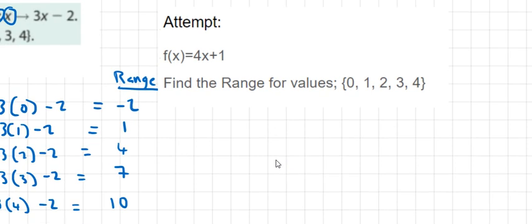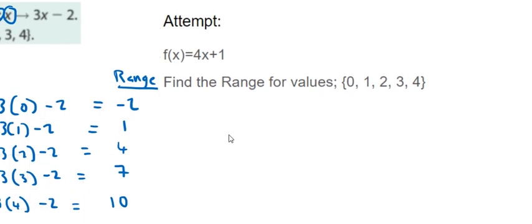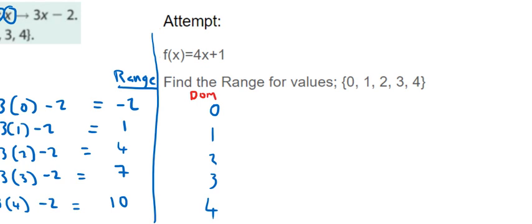Right, so here's another question then. It says find the range for the values 0, 1, 2, 3, 4 again. The function is different this time. This time the function is 4x plus 1. So what you're doing each time is putting each of these values in instead of the x, so you're going to get a different output. If I just write down the domain here anyway, the domain is 0, 1, 2, 3 and 4. I'll put in the domain there as well, just so you see the word again.